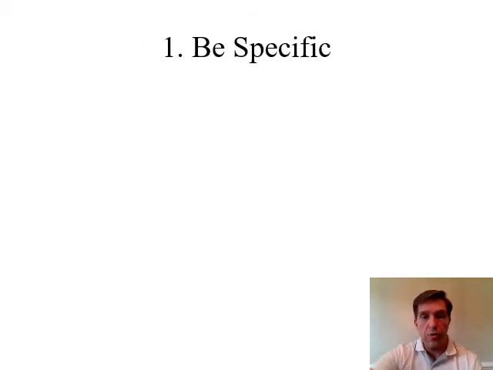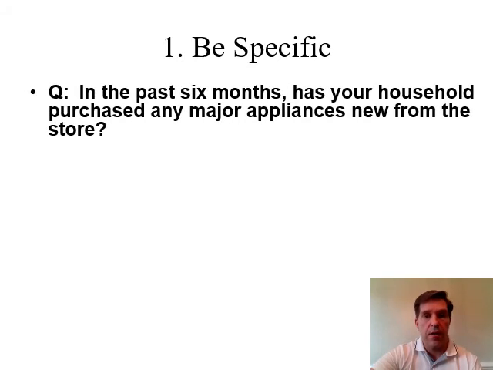So what do you need to do to solve this problem? Be specific, right? For example, "In the past 6 months, has your household purchased any major appliances new from the store?" This seems like a good beginning, right? Why? Because you specify the time frame, okay? So that's when. You also say who, the household. So not just me, but maybe also my wife, right? I have a wife, okay? And purchase what? Major appliances.